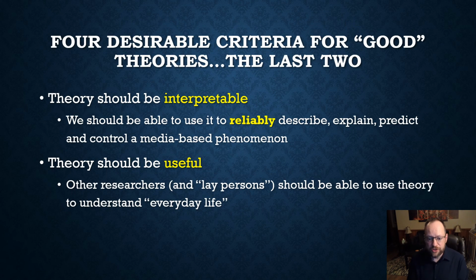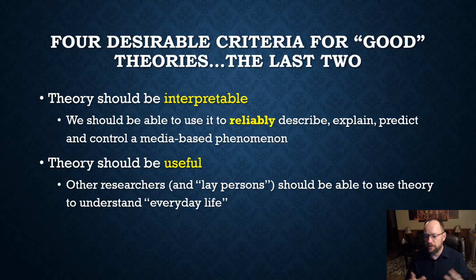All right, the last two: theories should be interpretable, meaning we should be able to use it to reliably do all the things that theory does. In this case, I have a media-based phenomenon, but really a communication-based phenomenon. It should be something that we can actually look at and apply it to with no fail, right? So that particular communication-based phenomenon, we need to be able to interpret it through the lens of that theory, and it should be reliable. And the last thing, it should be useful.